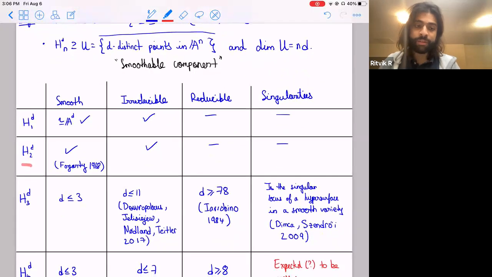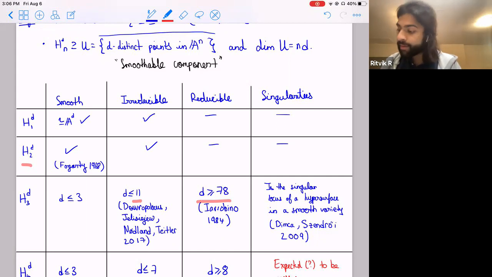H3D, however, is where you start to see singular Hilbert schemes. This is smooth until three points, but after that, it's always singular. Irreducibility is quite interesting. It's known to be irreducible until 11 points. There's some characteristic zero assumption here. However, it's known to be reducible starting with 78 points, and nothing is known in between. So people don't really know how many components this Hilbert scheme has, for example.